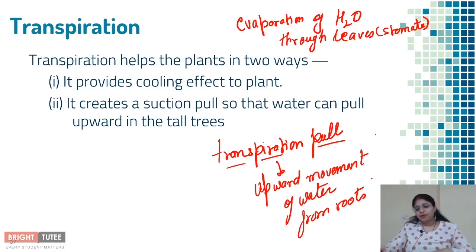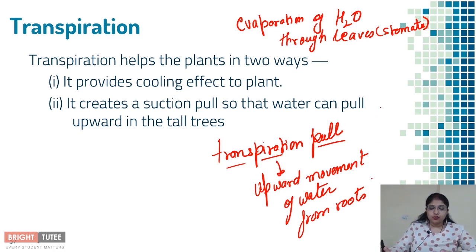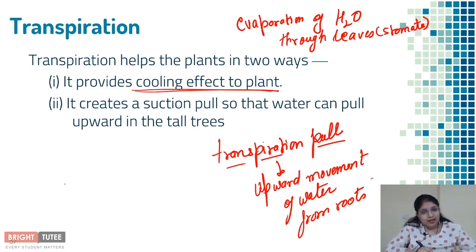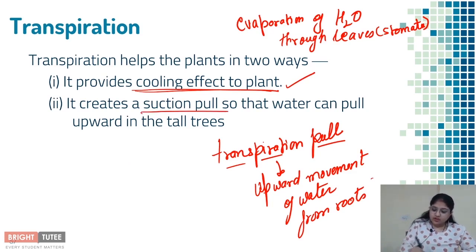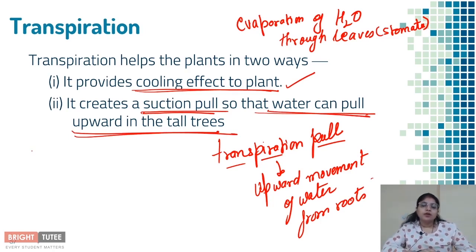That's how it assists in the upward movement of the water. So if we talk about transpiration, it helps the plant in two ways. First of all, it provides a cooling effect in the plant. If you remember, we were talking about sweating in human beings during the summer. When the sweat evaporated, we had a cooling sensation. Similar is the case with plants, that when the water evaporates, it gives the plant a cooling sensation. Apart from that, it creates the suction pull so that the water can be pulled upward in tall trees, right? So we see how transpiration is really important, and this is the reason why large quantities of water are sucked up by the plants and then eventually lost during transpiration.